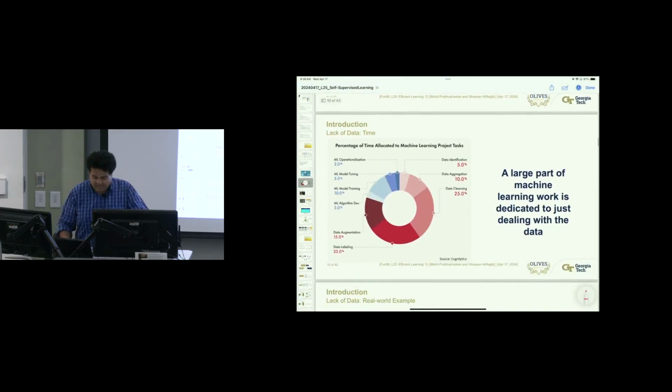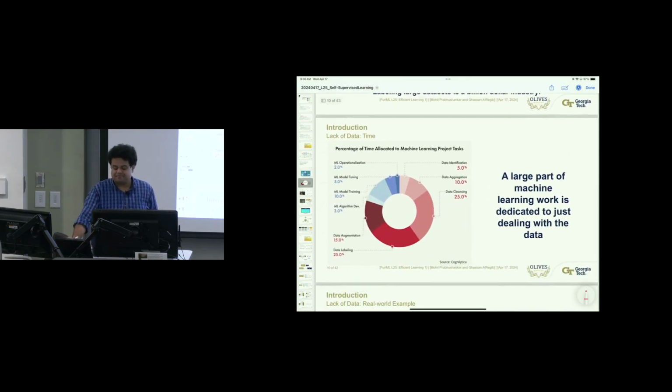Next one is the time. And this also is related to the expense itself, except now it's not in terms of the cost. It's in terms of the time required from the human beings who are actually doing the labeling part. So if you look at machine learning workflows in different industries or in different research problems, a large part of the machine learning workflow is the data collection process.